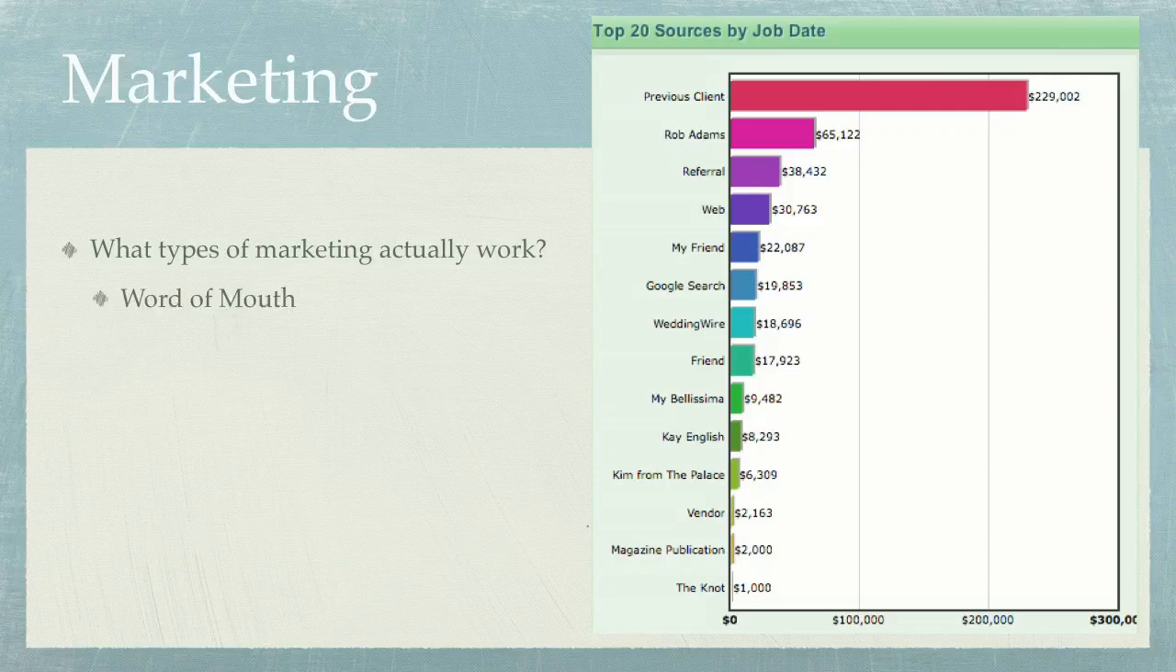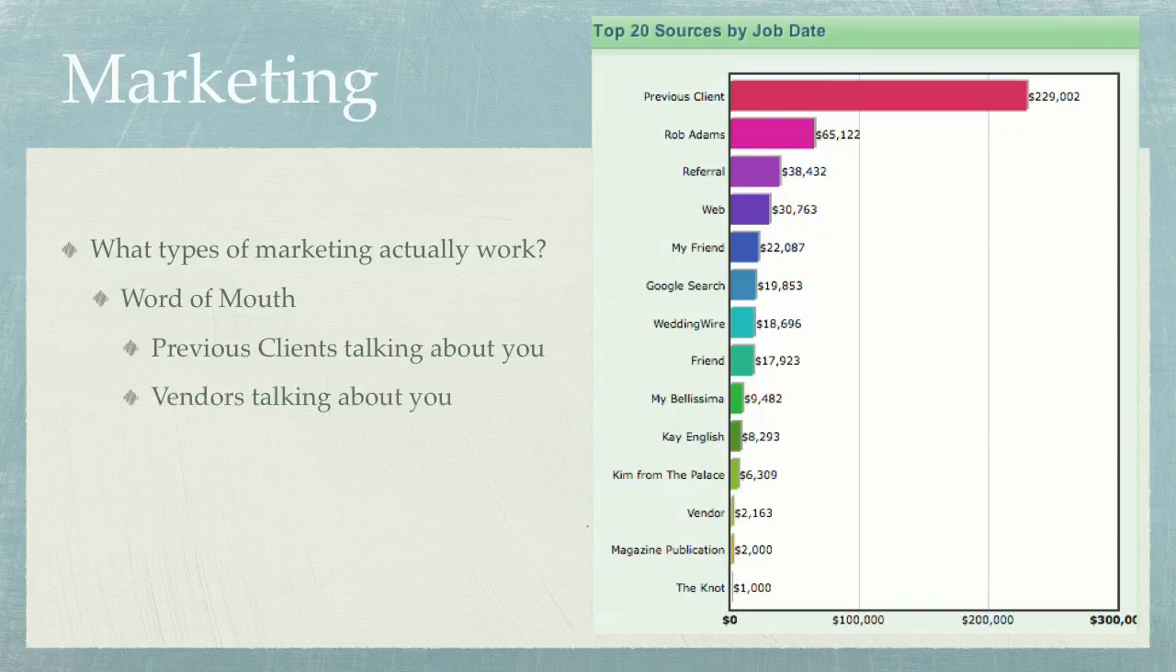What types of marketing are actually working for me? There's really no comparison here. It's not even close. Previous client, which is word of mouth. If it came in from some other source, it's on there. It's not even a competition. Even Rob doesn't compete. So word of mouth is the strongest thing that drives business in my door. It's your previous clients talking about you. However, other things to not ignore here are your vendors talking about you.